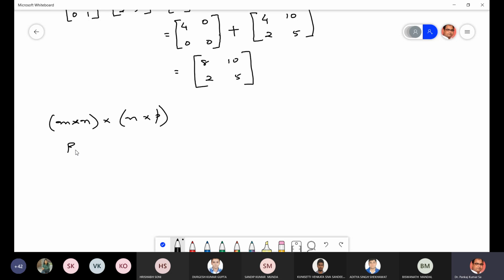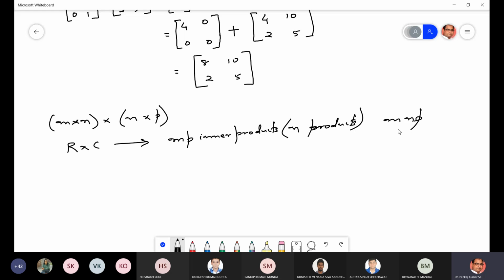So if I say it is row times column, this becomes M times P inner products, and in each inner product you have N multiplications and products. So in total it is M N P.